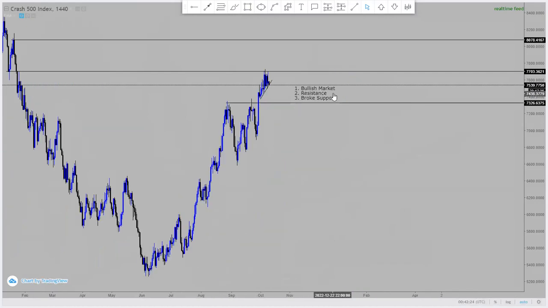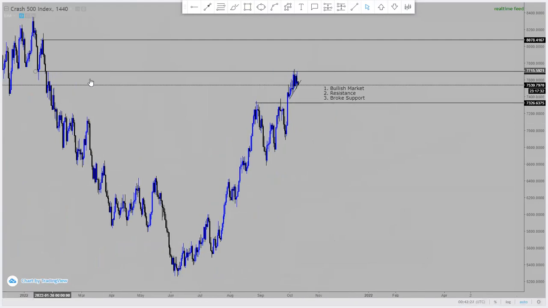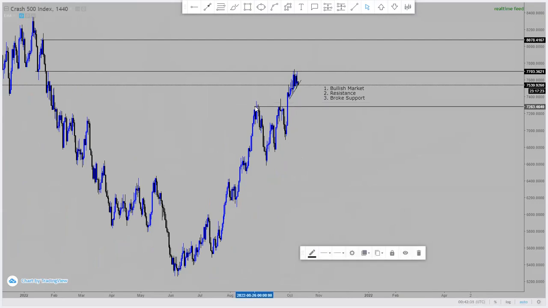So Crash 500, already we can see that I have some notes that I wrote there. We're in a bullish market, but we've established a resistance, which is this level here. Market has established a resistance, and it also broke this support here. Let me just put it nicely here. It broke this support, a pullback into support, then a continuation. Pullback, create a higher low there, then a continuation to other levels at the top there. So this is what I'm looking at for Crash 500.